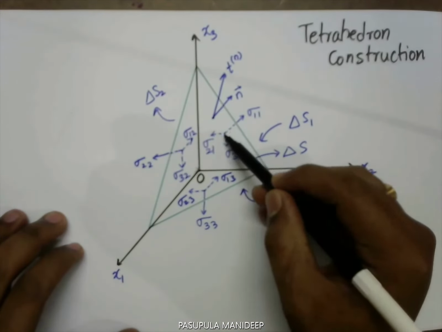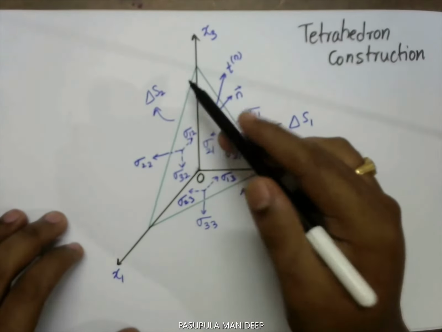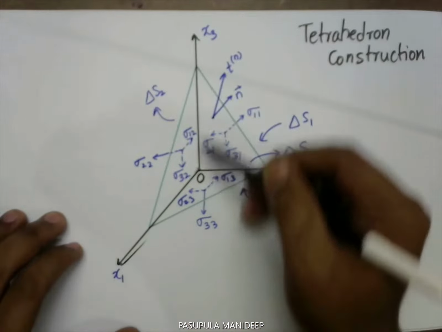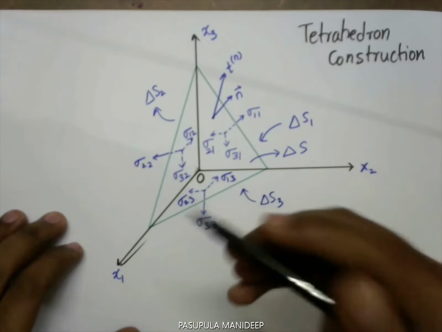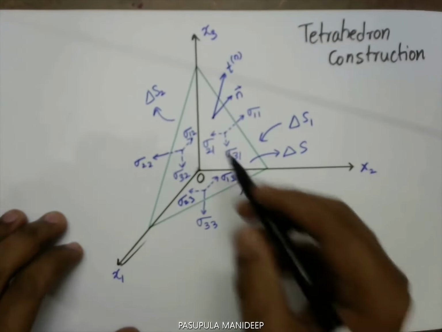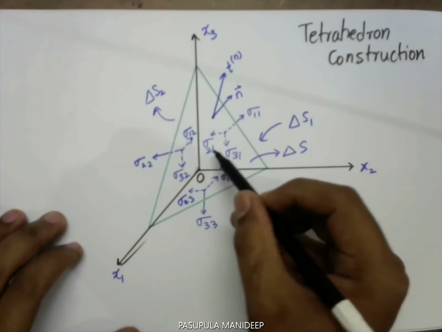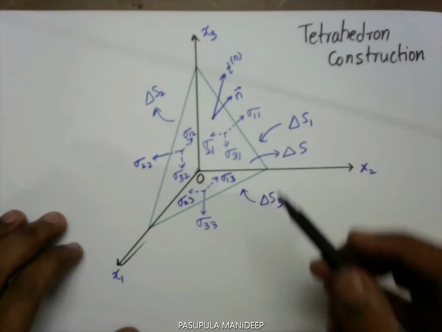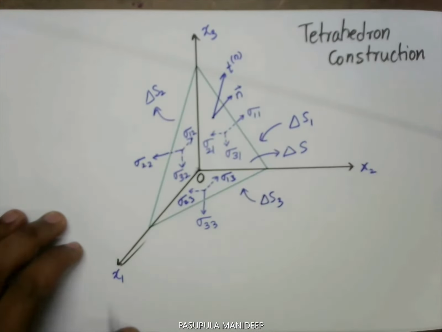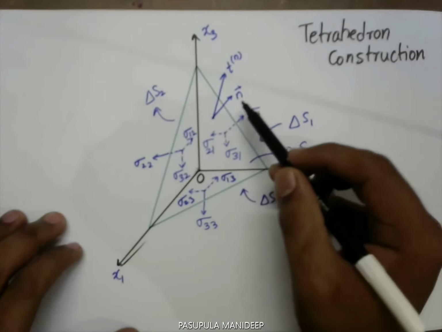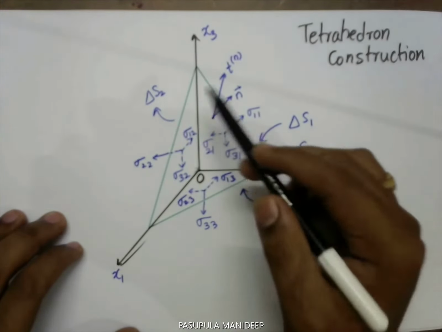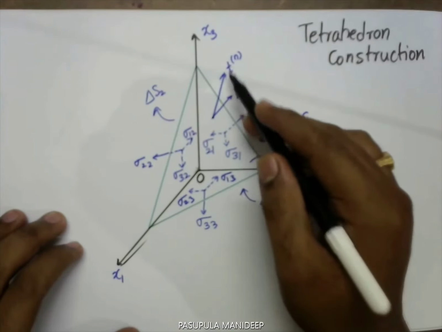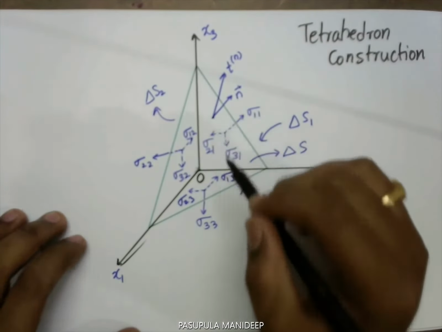It is already shown here: these stresses are acting on the plane x1 and x3 of the tetrahedron, and sigma 11, sigma 21 and sigma 31 are acting on the x2, x3 plane of the tetrahedron. And n bar or n cap is the normal vector to the surface of the base of the tetrahedron, and T is the traction vector acting at that point.